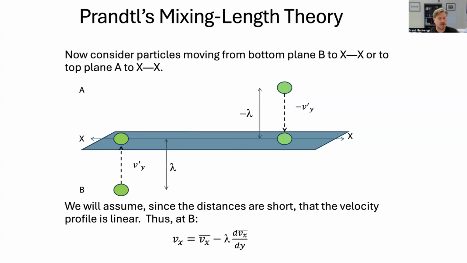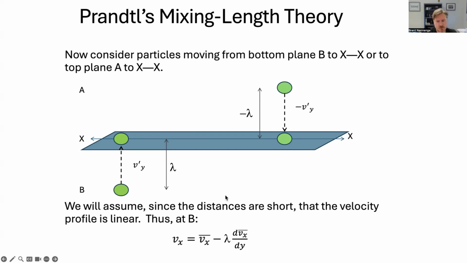So we're going to use what's called Prandtl's mixing length theory. Now we're going to imagine particles that are moving from the bottom plane, B, right here, up to this plane, X, that we talked about before, or from the top plane, A, down to X. So fluid jumping up, fluid jumping down. The fluid would be moving up from B due to a fluctuation in y, or moving down from A due to a fluctuation in the negative direction.